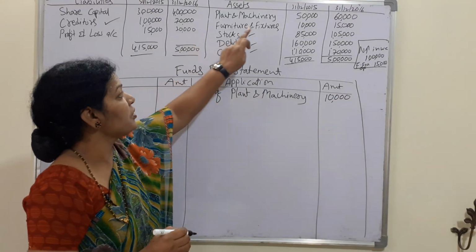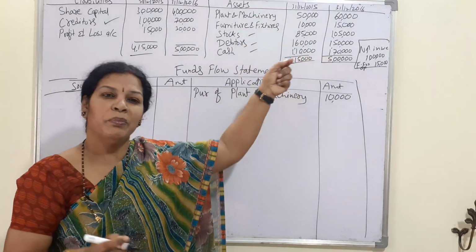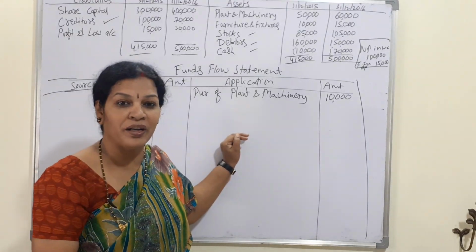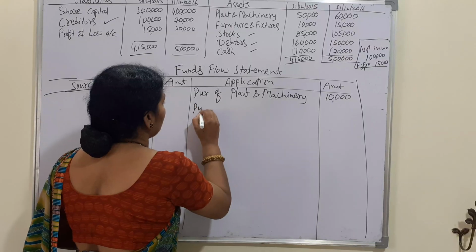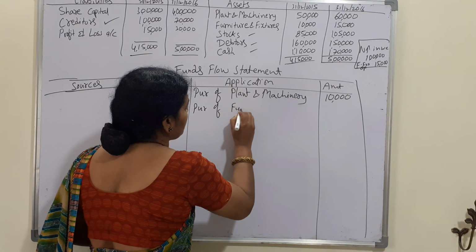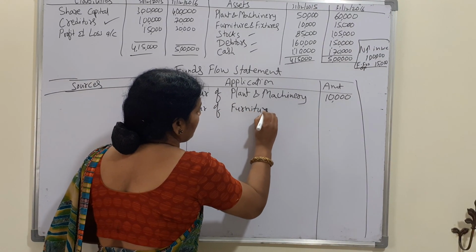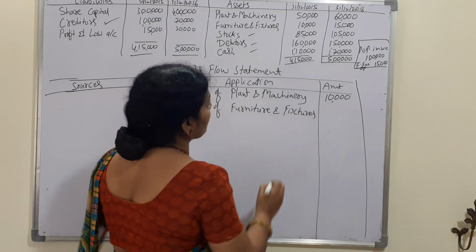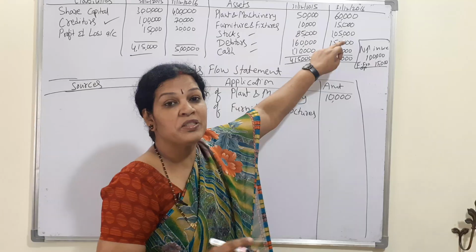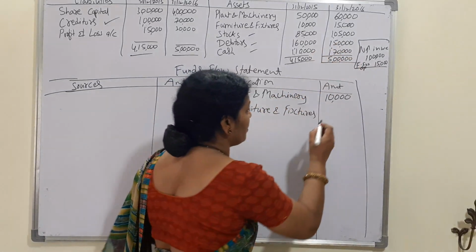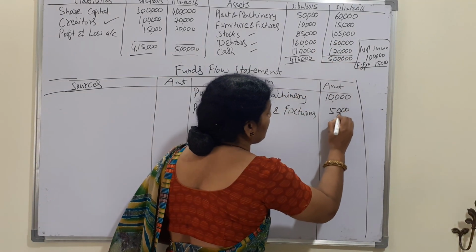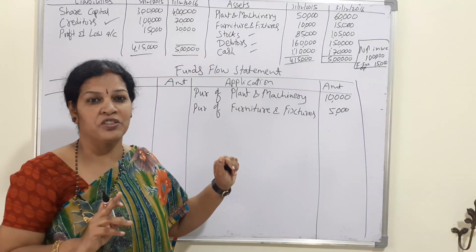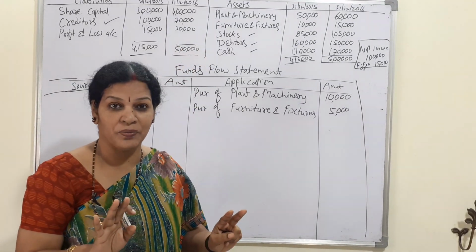Then after that furniture and fixtures, it is also increasing, means this is also purchasing. Whenever we are purchasing, application, because fund is going out. So purchase of furniture and fixtures. How much? 10,000 to 15,000 increasing, means how much we are purchasing? 5,000. Stocks, debtors, cash, already we have taken into the adjusted profit and loss account. So don't touch it once again.